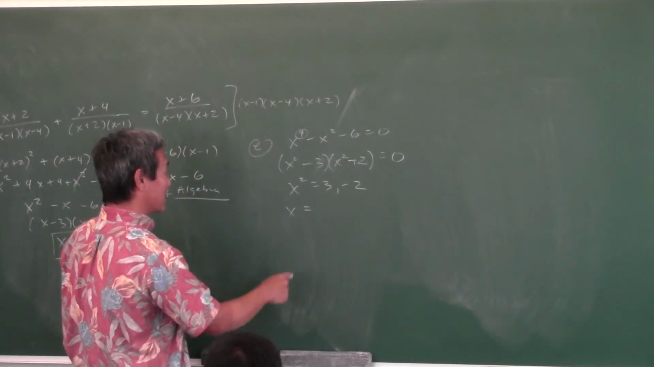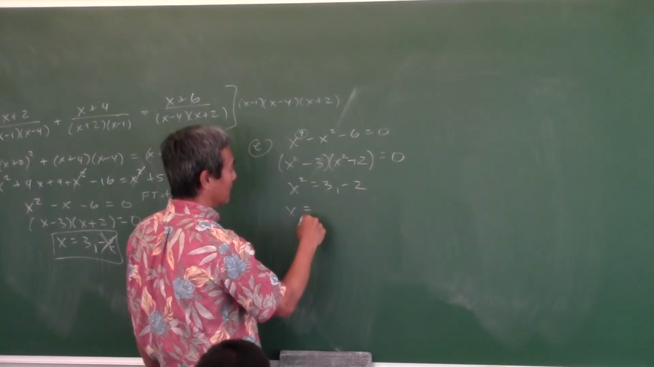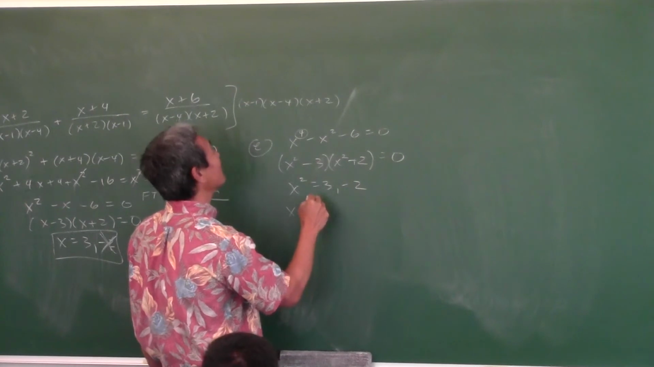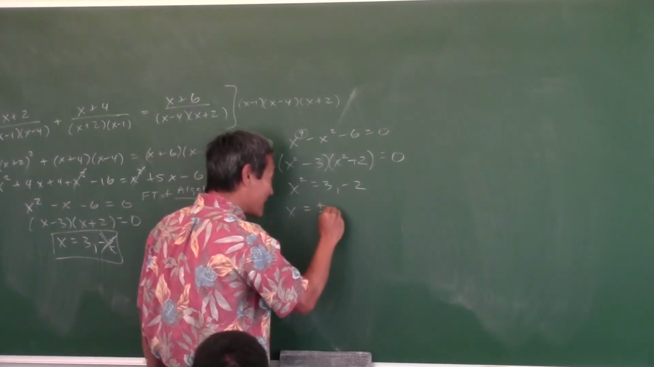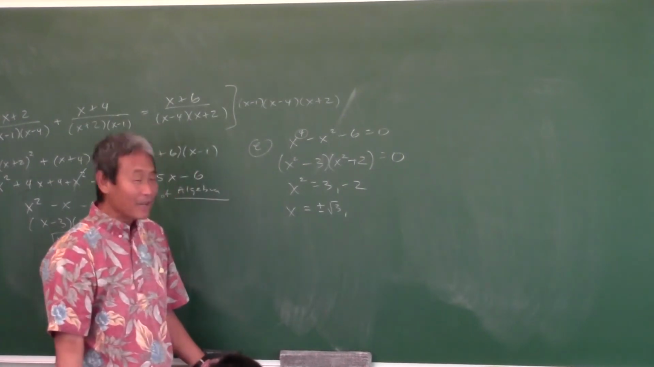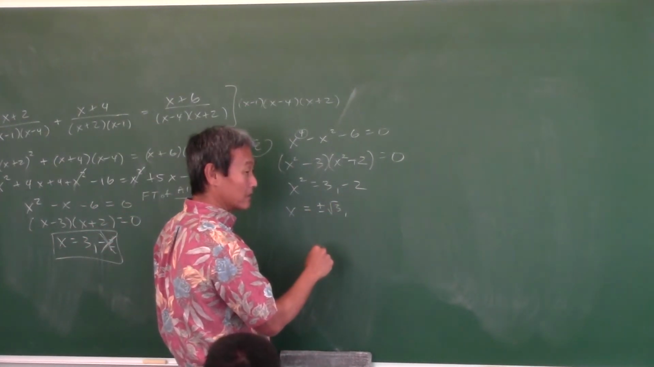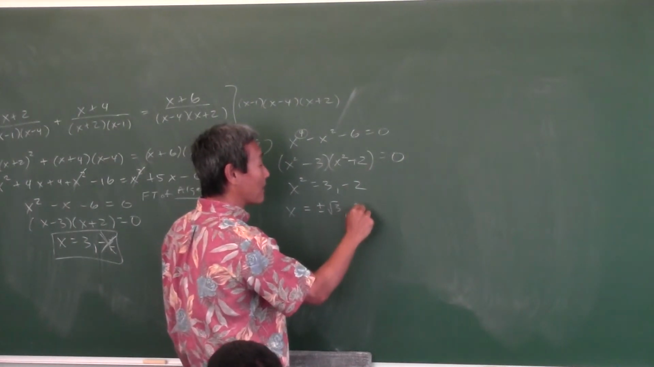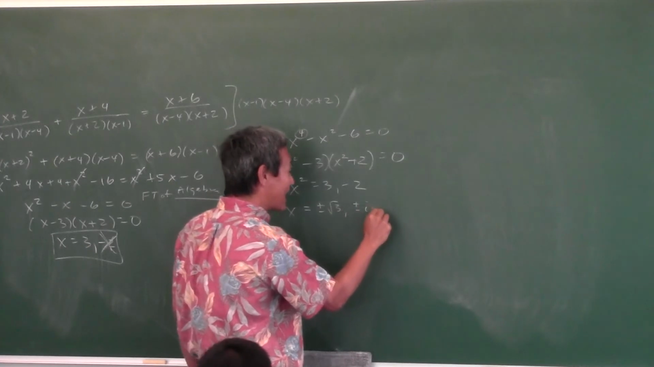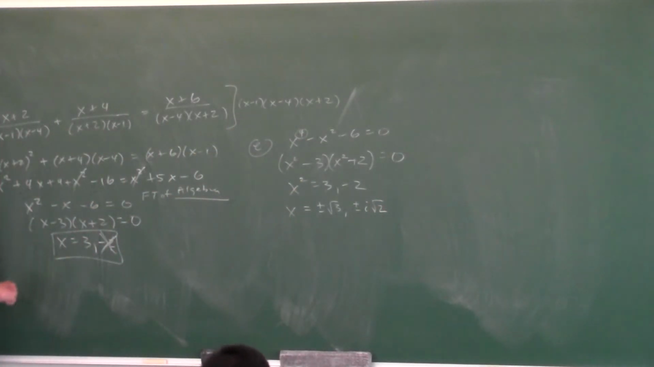So what is x? If x squared equals 3, what is x? Plus or minus root 3. If x squared equals negative 2, what is x? I'll give you a hint. Plus or minus, how about look at the bottom? i root 2. The square root of negative 1 is i.